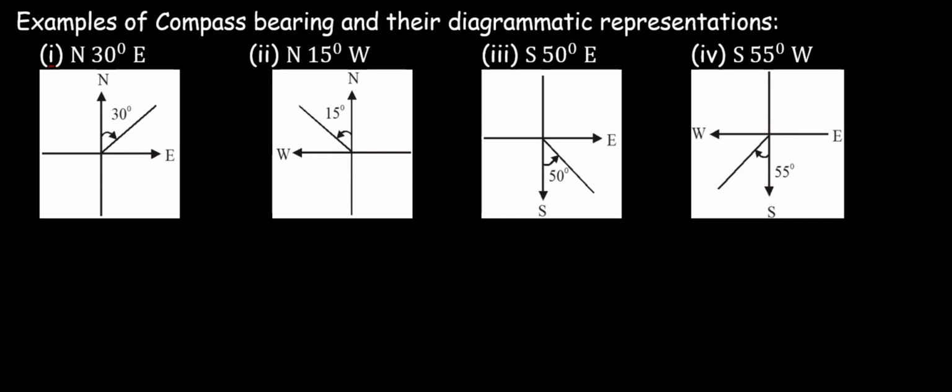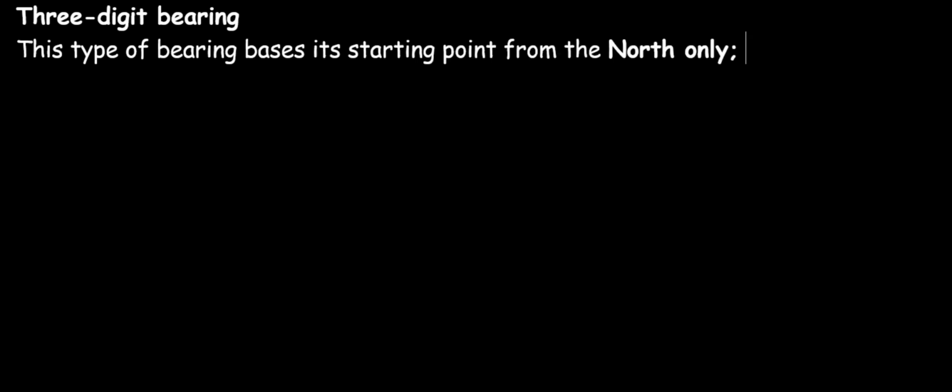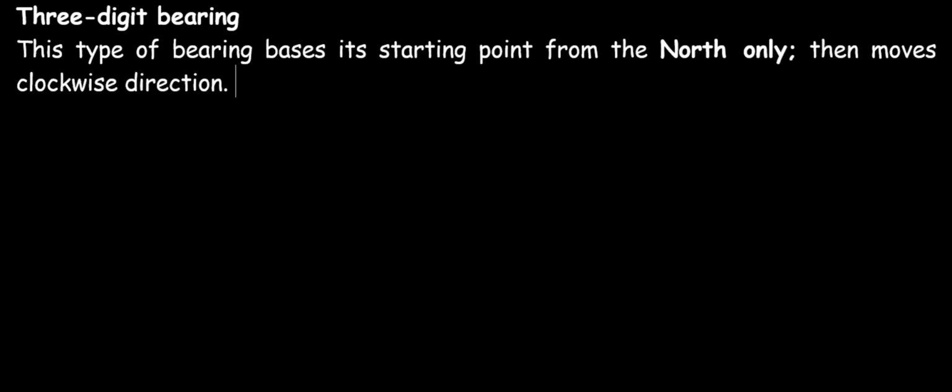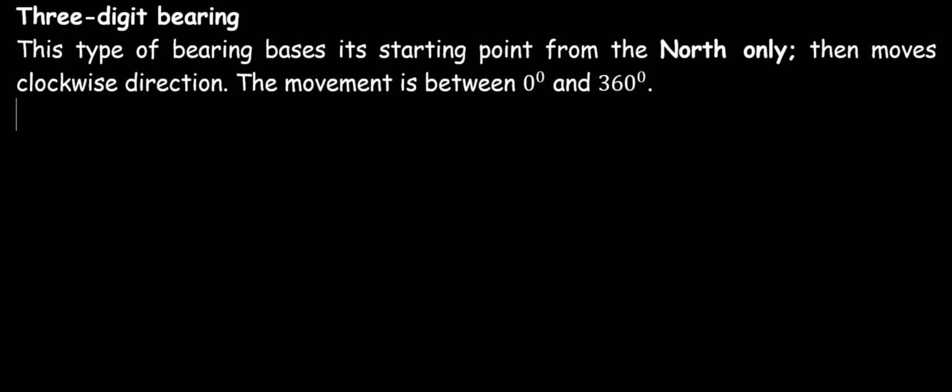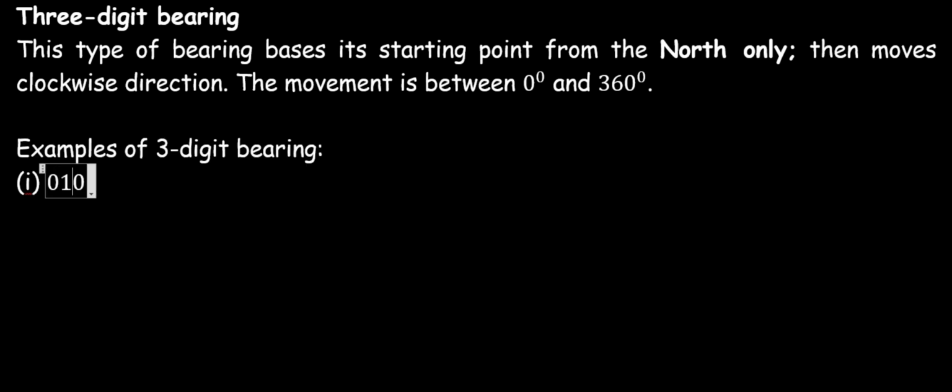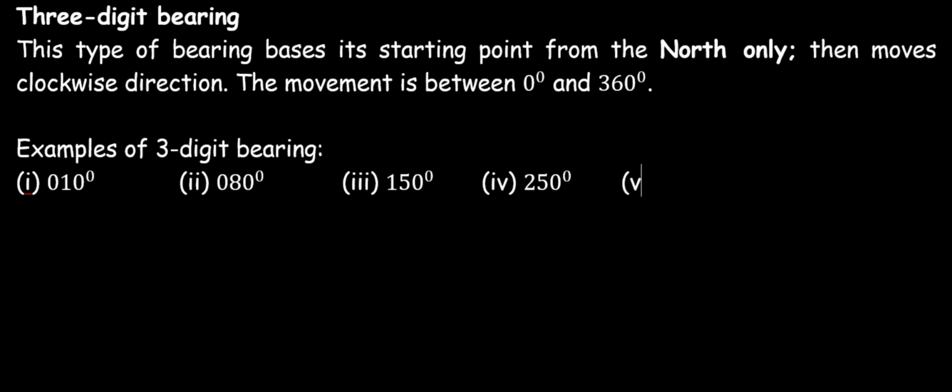Next, we treat three-digit bearing. This type of bearing bases its starting point from the north only, then moves clockwise direction. The movement is between 0 degree and 360 degrees. Some examples of three-digit bearing. We have 1, 010 degrees, 2, 080 degrees, 3, 150 degrees, 4, 250 degrees, 5, 320 degrees.